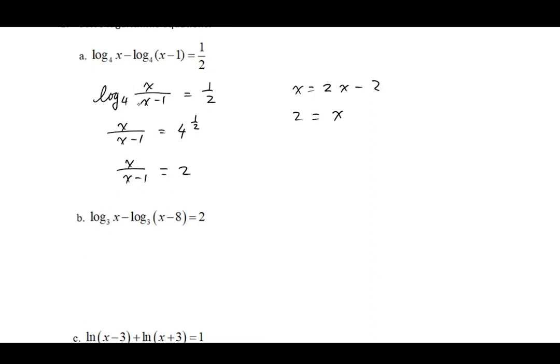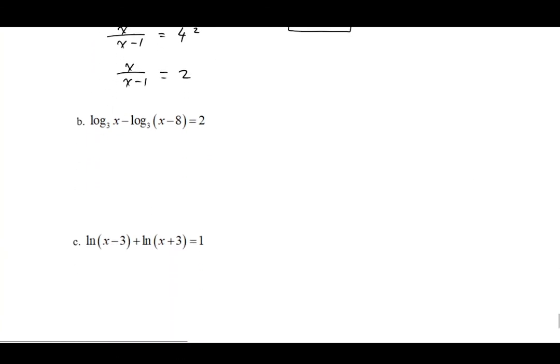Let's check if that gives us a correct answer. We don't really have to check, we just need to see the domain problem. So 2 here, no problem, 2 here, no problem. So this is good. Okay, part B.